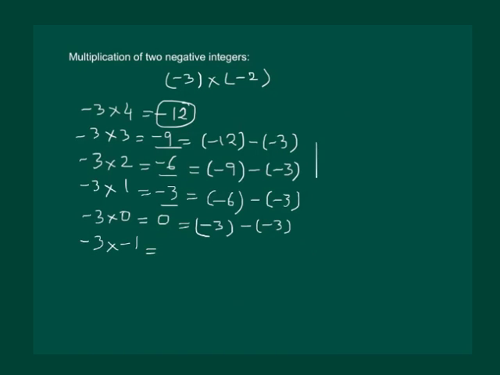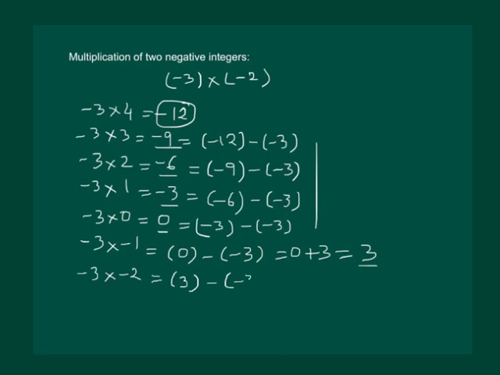So let us see the pattern. According to the pattern, we must get 0 minus of minus 3. So that becomes 0 plus 3, which is equal to 3. Then minus 3 into minus 2 would be the previous product, that is 3 minus minus 3, which is equal to 3 plus 3, which is equal to 6.